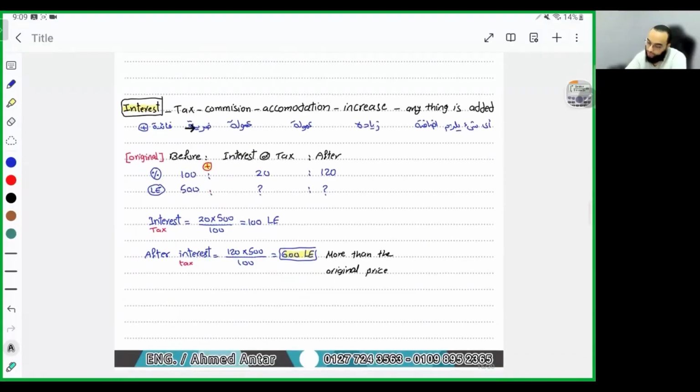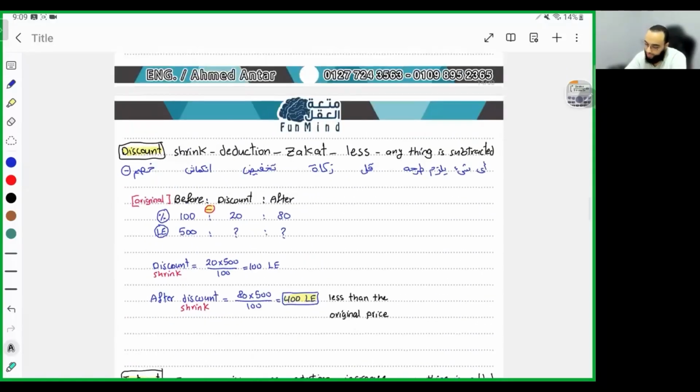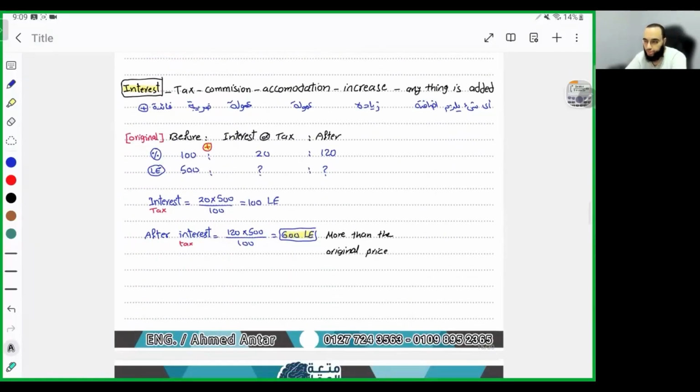So you know the interest, tax, commission, accommodation, increase, anything that is added, you can do it like that. And anything that is subtracted, like discount, shrink, deduction, zakah, less, anything that is subtracted is done like this. All of the questions whose meaning is to subtract look like a discount, and all of the questions whose meaning is to add look like the interest.